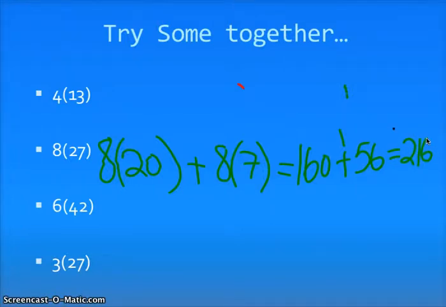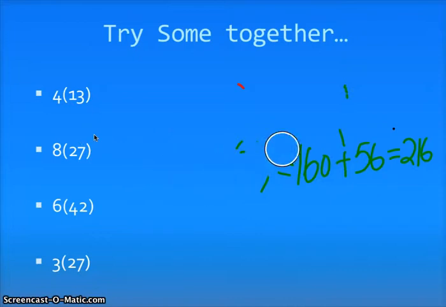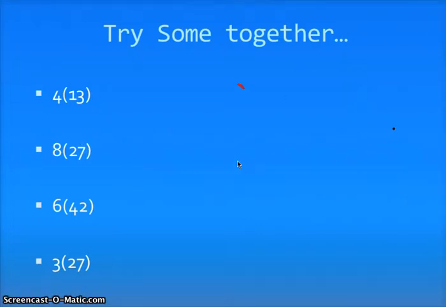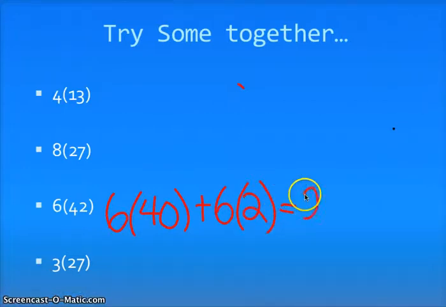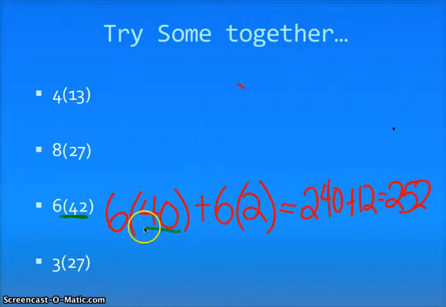So for our next one, we have 6 times 42. So we'll take the 6, multiply that by 40, and then we have our plus our 6 times our 2. That equals 240 plus 12, which makes 252. Which makes 6 times 42 much easier to do: 6 times 40 and 6 times 2.